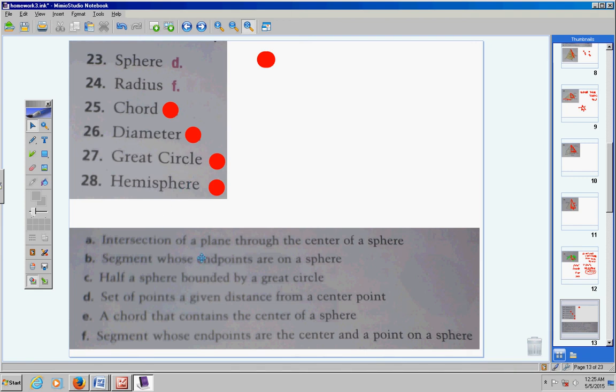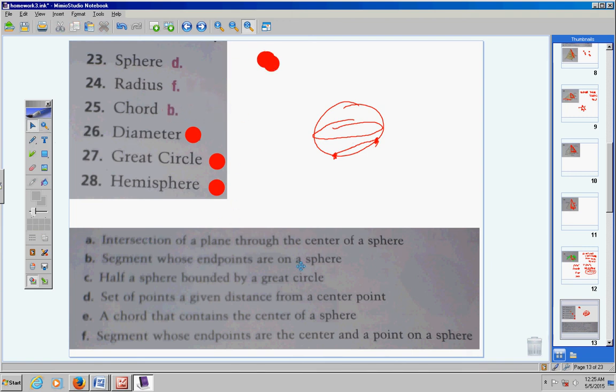Now a chord is a segment whose endpoints are on the sphere. Any segment at all that you draw. Here's a sphere. A chord would be a line simply that goes from here just to right there. That's it, that would be a chord. Any segment whose endpoints lie on the edge of the sphere is going to be called a chord. Alright, letter B. Segment whose endpoints are on the sphere.